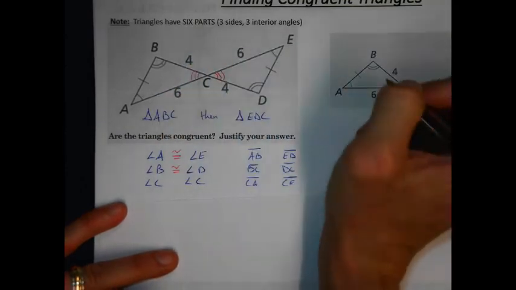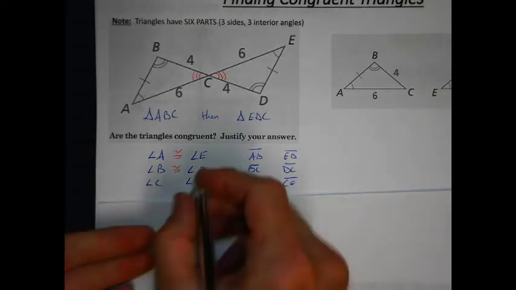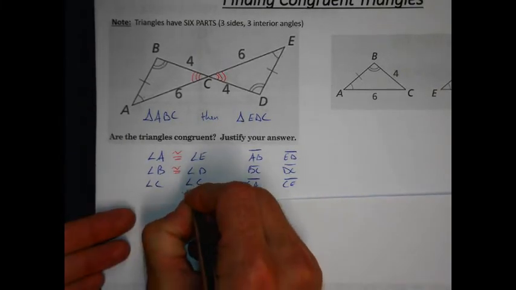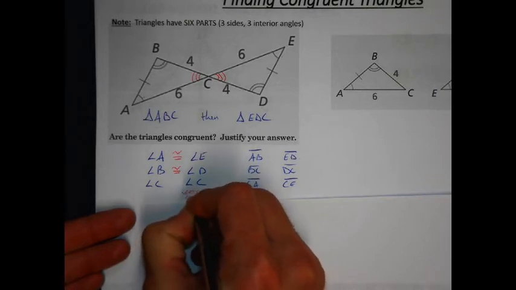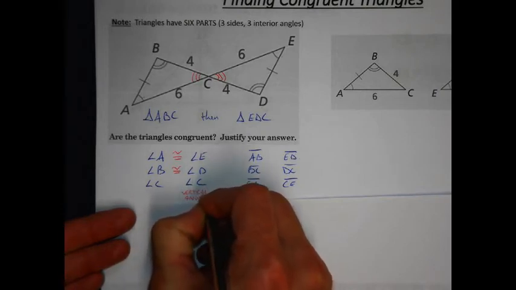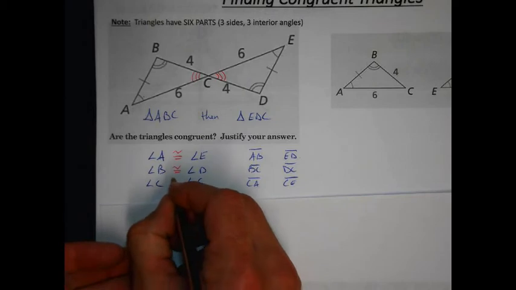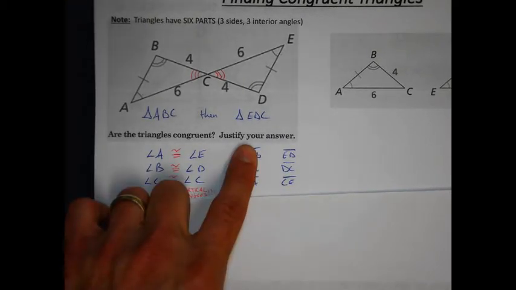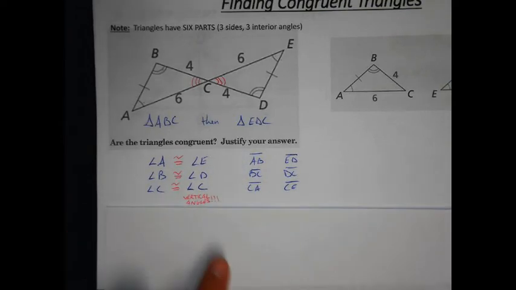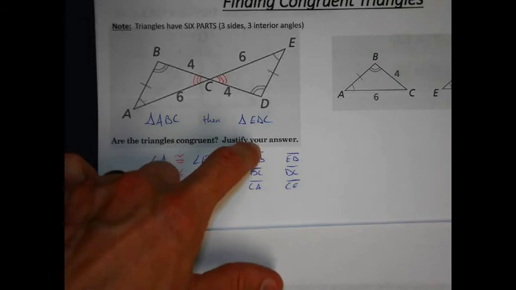Why are those 2 angles congruent? Because the angles at C are vertical angles to one another. And vertical angles are always congruent. So those two are definitely congruent because vertical angles are always congruent. So yes, we can say that angle C is congruent to angle C. How do we justify that answer? Because vertical angles are congruent. So we justify, now testify.